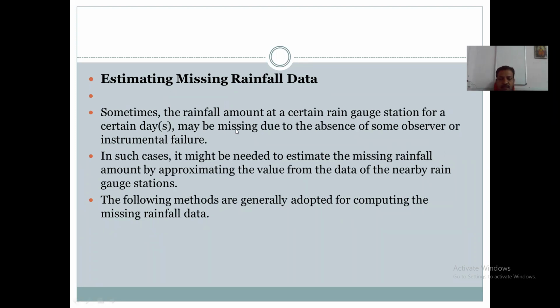So in the last lecture we have seen there are different types of rain gauges used for measuring the rainfall, like non-recording type rain gauges and recording type rain gauges. If the observer is not able to record the readings, or if there is a failure of the rain gauges, how do we estimate that missing rainfall data?